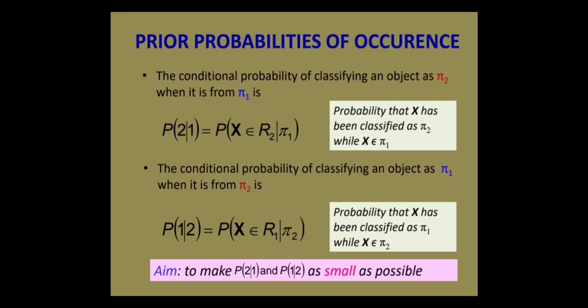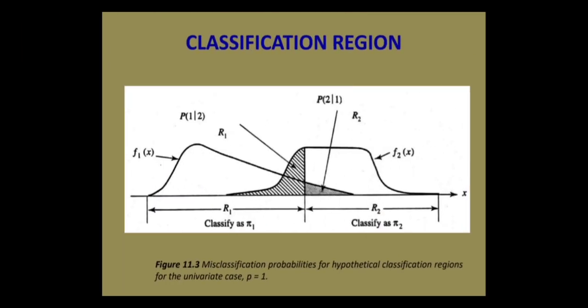Also, our aim, we want this prior probability to be as small as possible. Maksudnya, when the probability that X has been classified as pi 2 while actually it is from pi 1 is high, it will tend to give a higher value of misclassification, kejap lagi bila kita calculate. Okay, let's see here. Apa yang digambarkan dengan tadi kan, dia punya nilai conditional probability tadi.